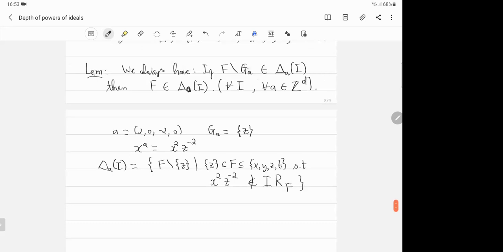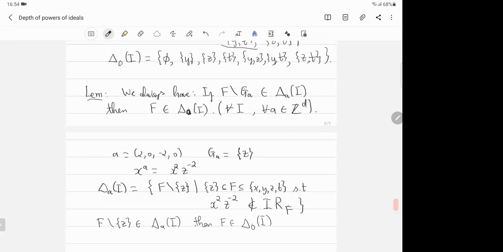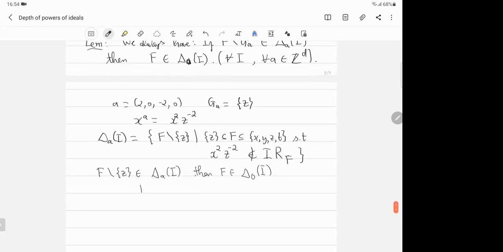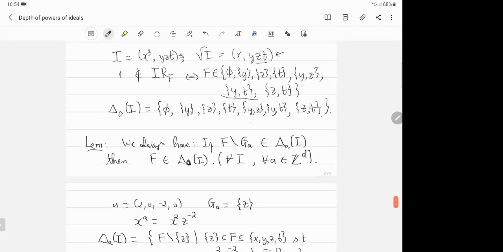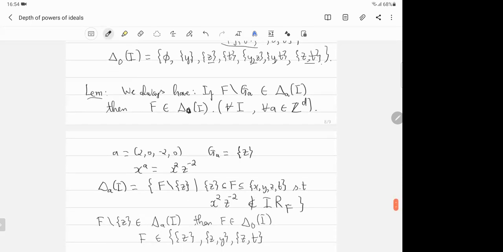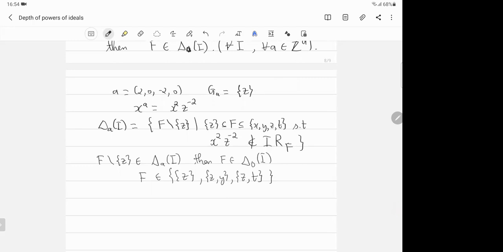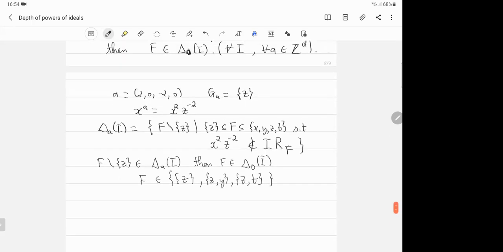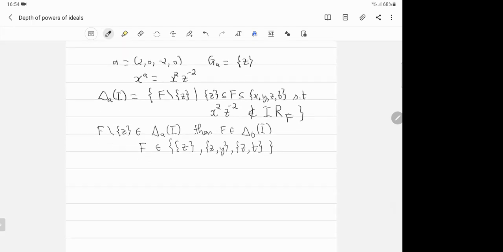So it is easier to use this lemma at this point. We know that if F is an element in this complex, then at least F belongs to delta zero, which we have computed. So already you see that F must contain z. So F can only be {z} and {z, y, z, t}, everything that can contain z in delta zero. And then you just check.